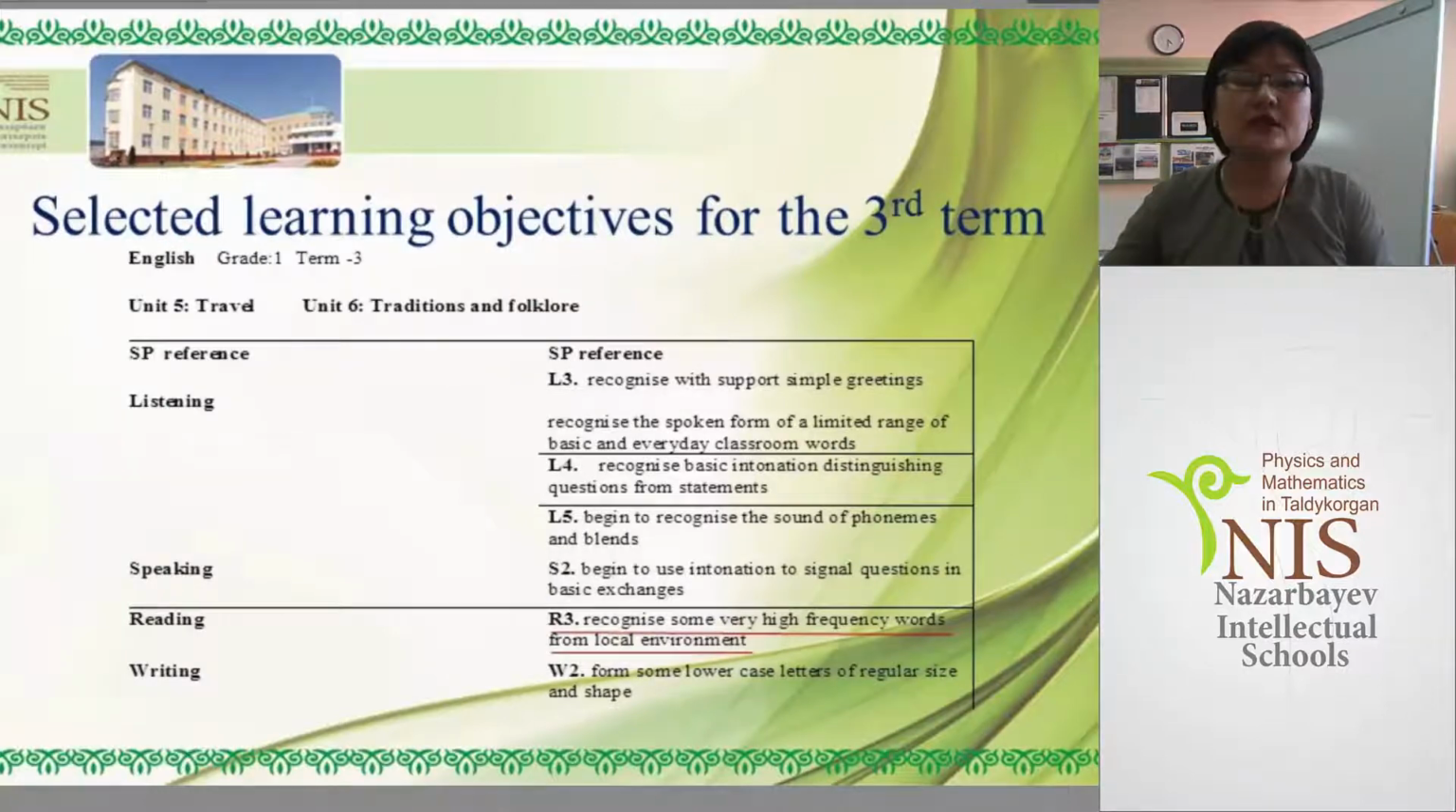Now you will see selected learning objectives for the third term. They are 3 listening, 1 speaking, 1 reading, 1 writing learning objectives. I underlined learning objective reading 3. It says, recognizing some very high frequency words from the local environment. It means I want to draw your attention to this learning objective.